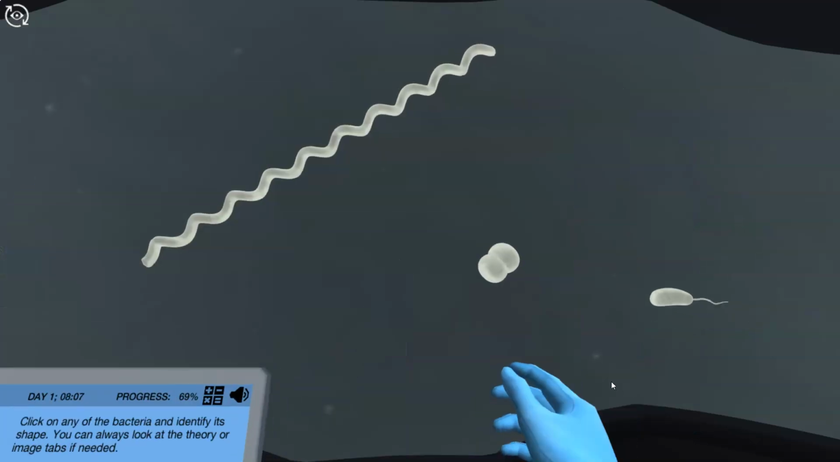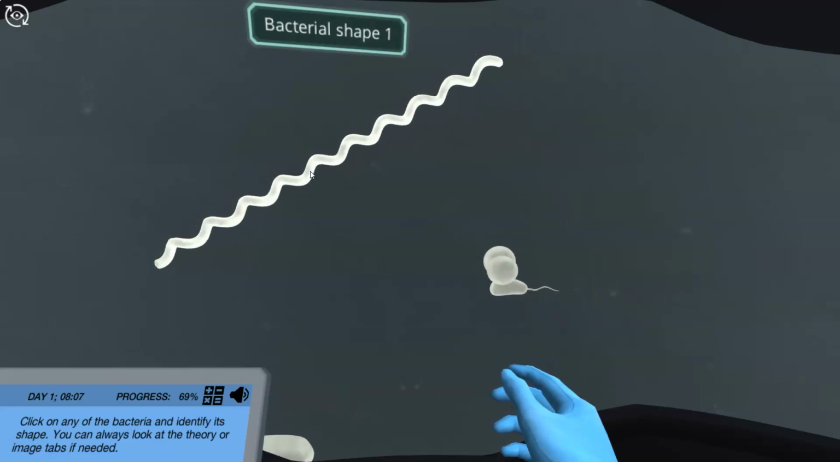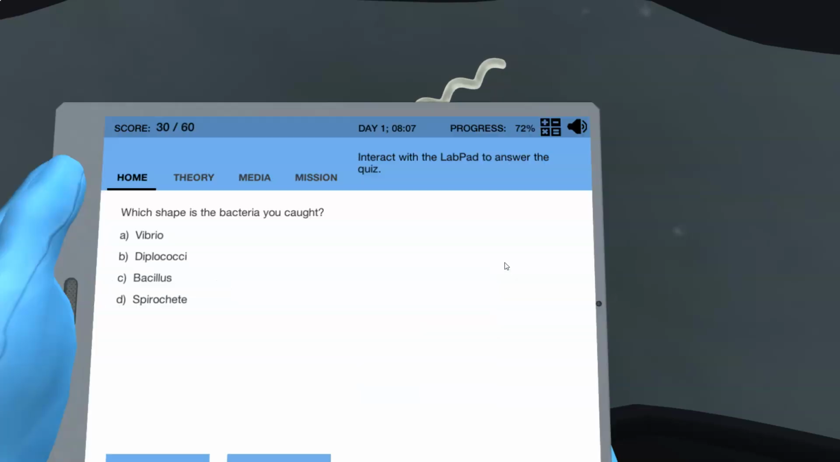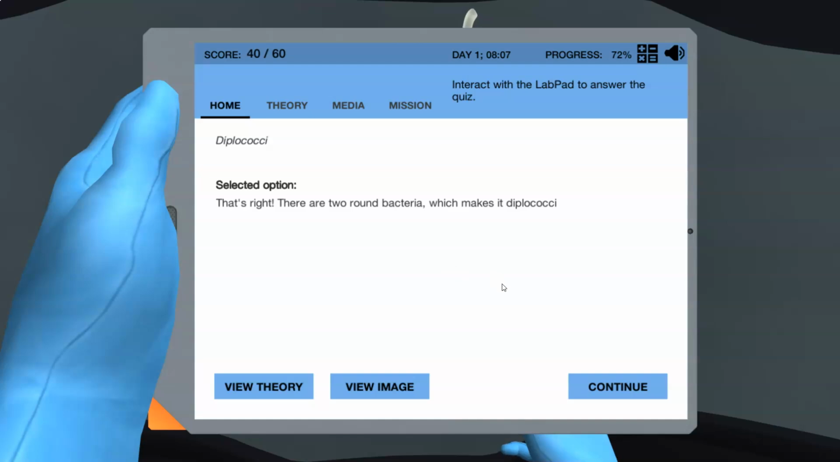Click on any of the bacteria and identify its shape. You can always look at the theory or image tabs if needed. Which shape is the bacteria you caught? That's right. There are two round bacteria, which makes it diplococci.